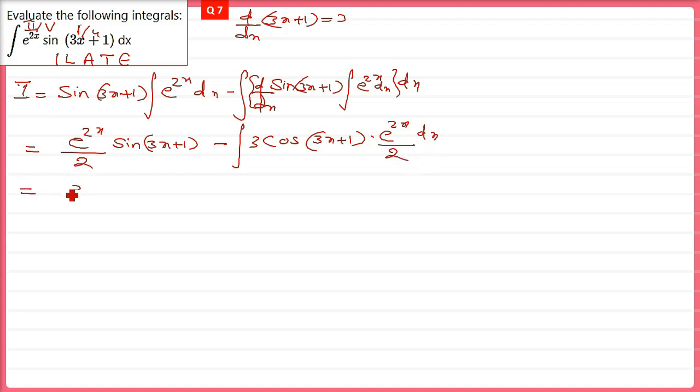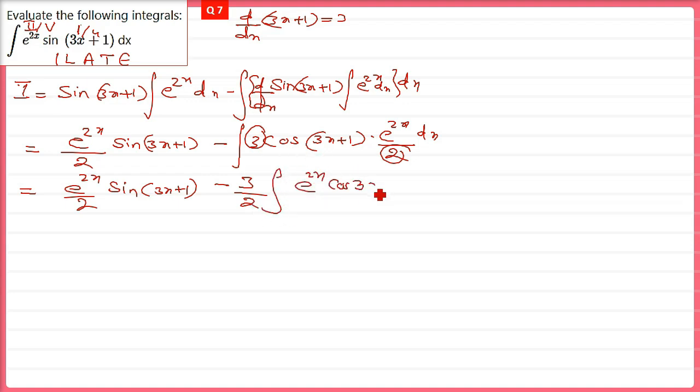Now what do you see here? E raised to x divided by 2, we have sin 3x plus 1, minus. Now 3 and 2 you can bring outside, because you can bring them outside the integration sign. So we have e raised to x, then we have cos 3x plus 1, and then behind we have a dx. From here to here, let's call it I1, and we'll do I1 separately.